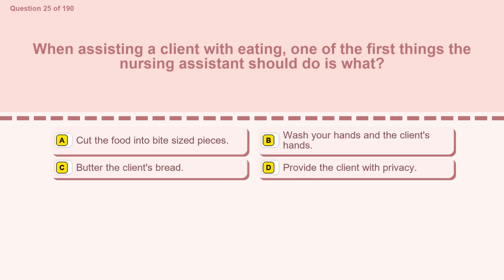Question 25. When assisting a client with eating, one of the first things the nursing assistant should do is what? Option A. Cut the food into bite-sized pieces. Option B. Wash your hands and the client's hands. Option C. Butter the client's bread. Option D. Provide the client with privacy.